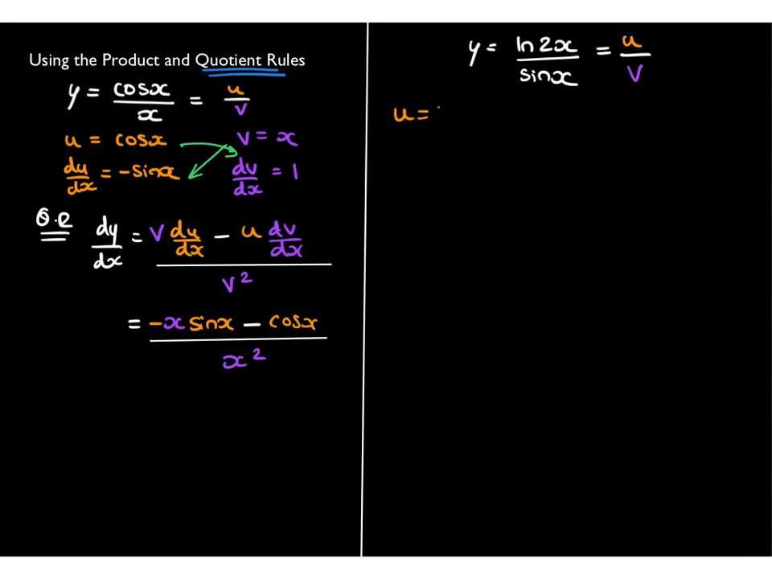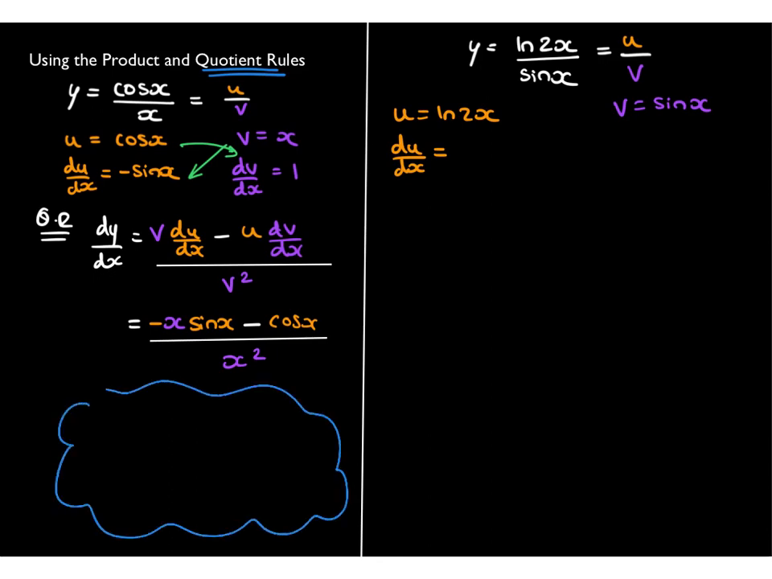Now, u equals ln 2x, v equals sine x. Careful here, because there will be a number of people who are tempted to forget how to differentiate ln of kx and say that the answer is 2 over x. It's not, it's just 1 over x. And you need to make sure you remind yourselves of that rule, which you've learned about in a previous lesson. If y equals ln of kx, then dy by dx is just 1 over x.